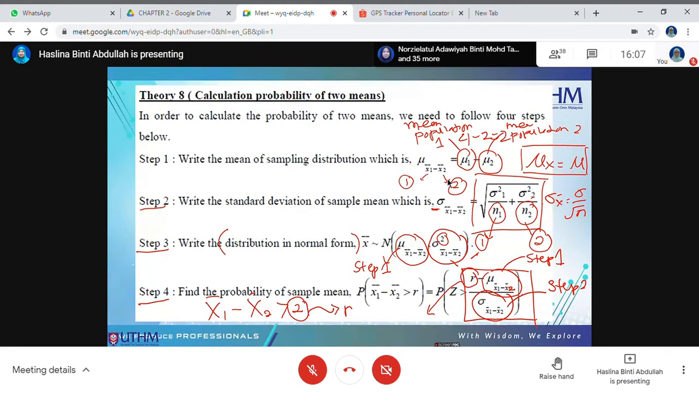Okay, any questions for the calculation of probability? Step 1, step 2, step 3, and step 4? Can we proceed to the example?